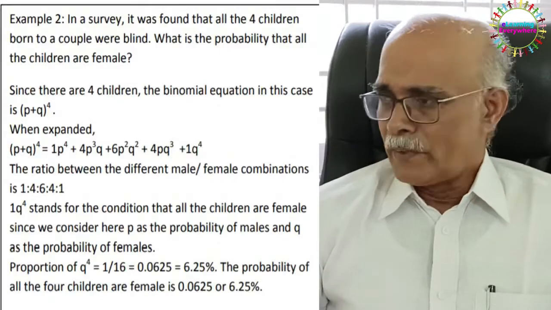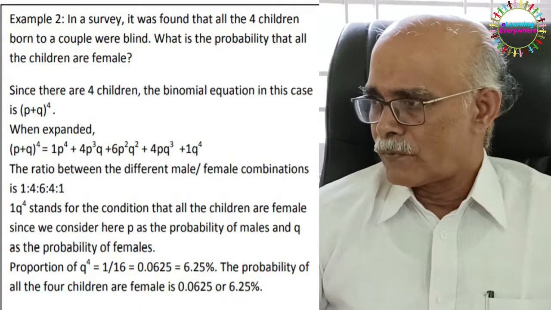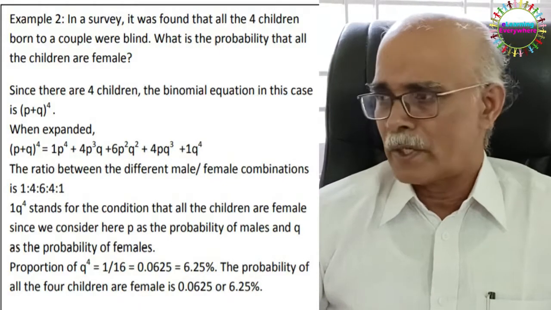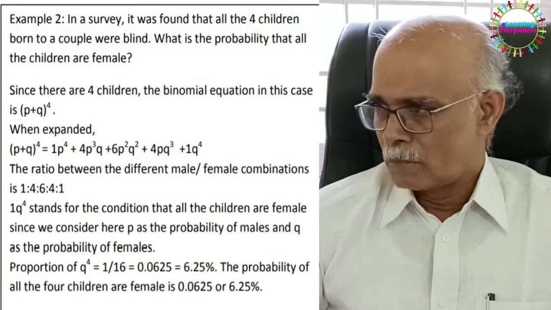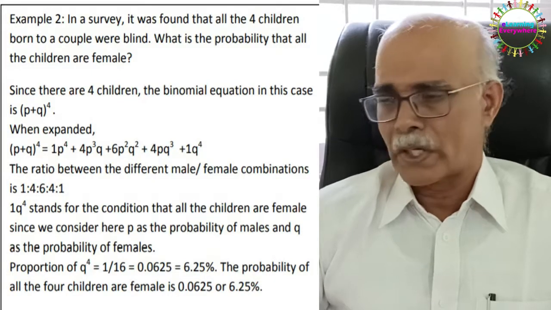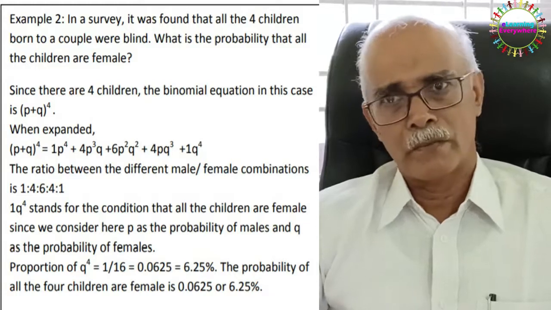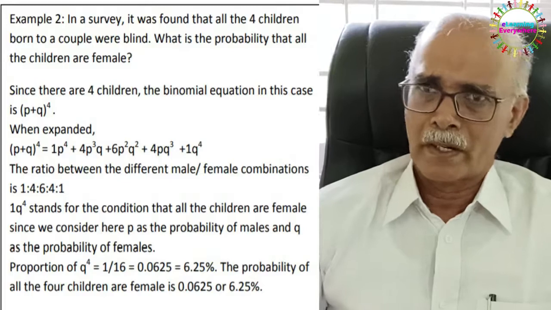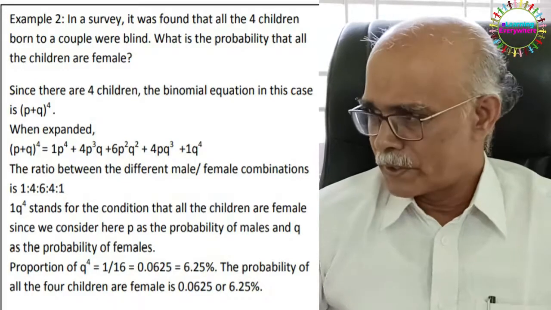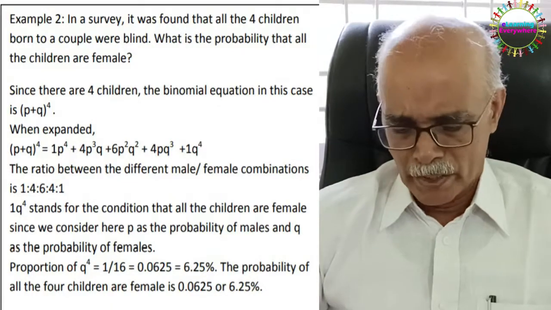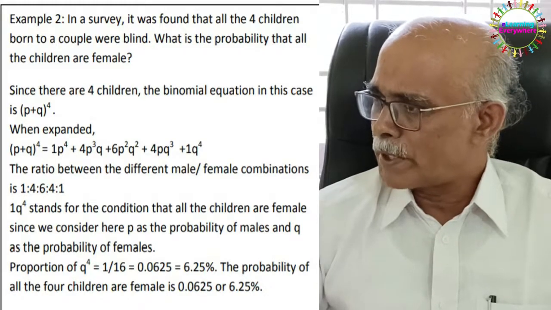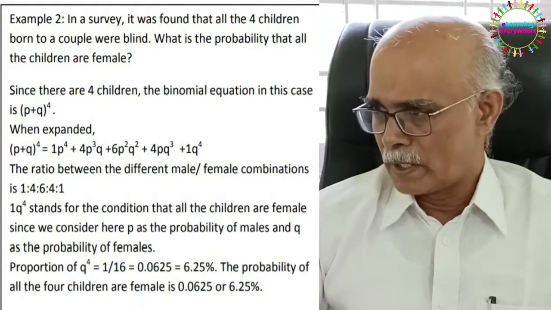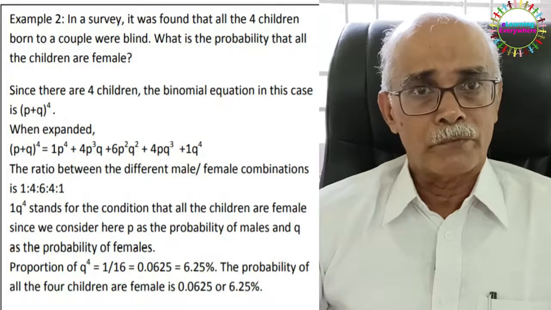And there is another example given. In a survey, it was found that all the 4 children born to a couple were blind. What is the probability that all the children are female? There are 4 children in a family. Unfortunately, all of them are blind. And we are asked to find out what is the probability that all the children are female.